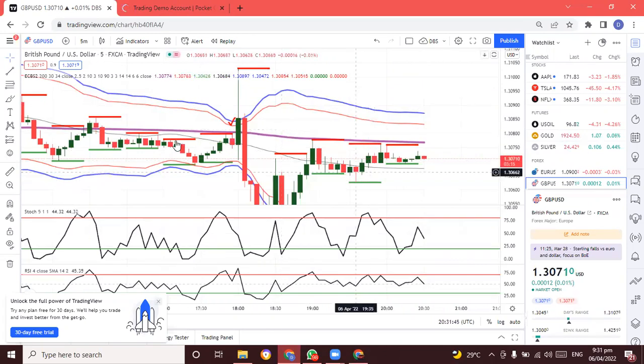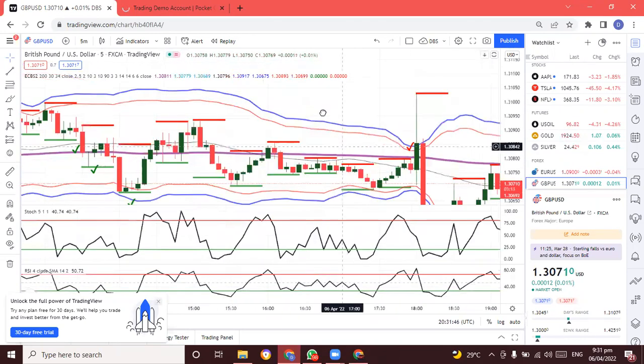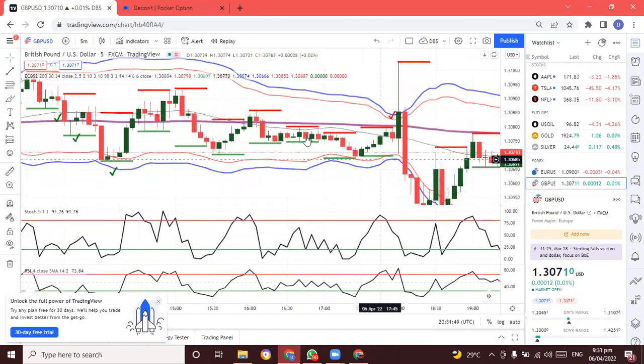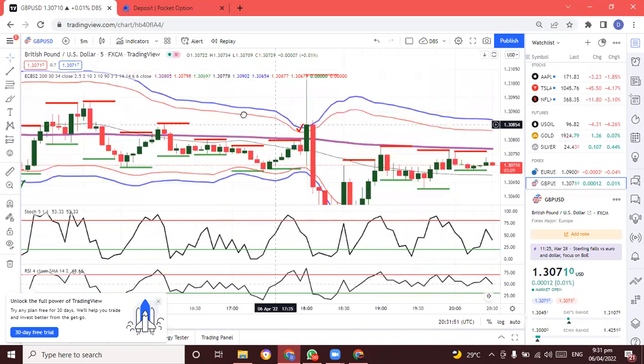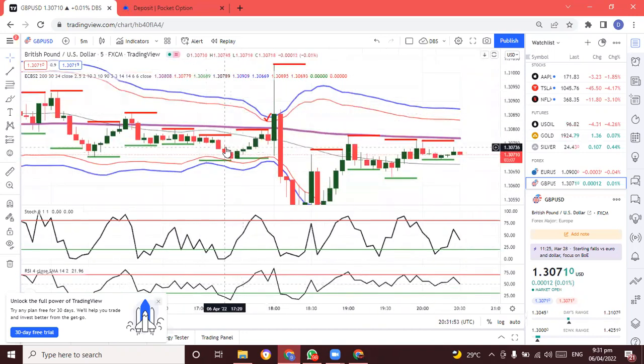Okay, so let me teach the strategy once more. Look at this green candle here. This green candle goes to the red area. Can you see it? The stochastic gets to the red area. RSI goes to the red area. What happened to the next candle? The sell.